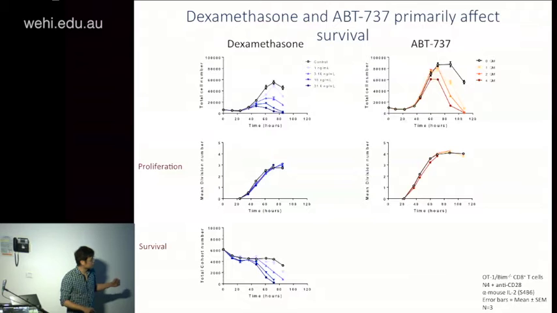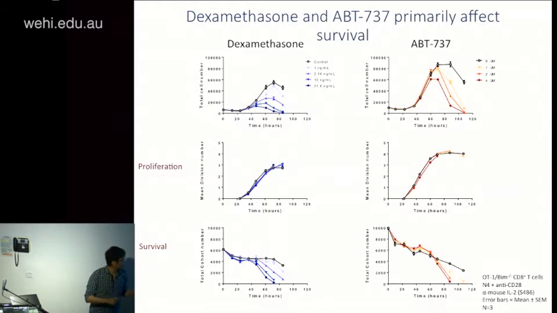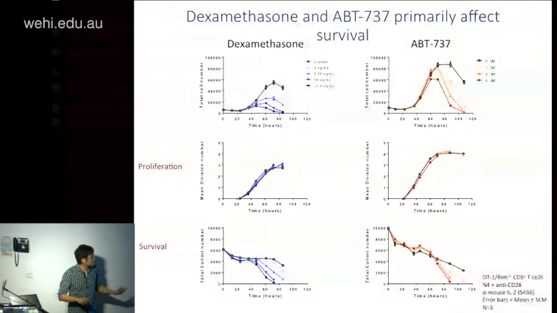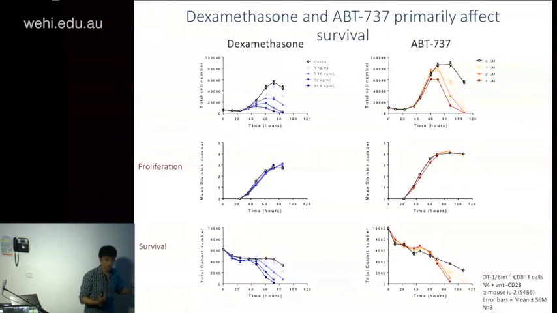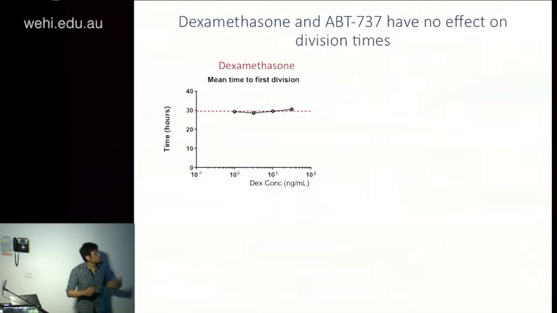If you were to examine the effects of dexamethasone on survival, you can see in a dose-dependent manner, there's a decrease in survival, starting at about 50 hours. And for ABT-737, you can see that from about 70 hours, it also decreases survival in a dose-dependent manner. So this is also another nice illustration, like the previous two drugs I showed you. You have two drugs here where the only effect they have on the cell number is on survival.